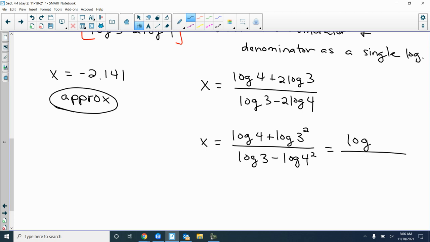Not 3. 3 squared, which is 9. 9 times 4, which is 36. So it's going to be log of 36. I probably could have written another step and made that a 9, but I'm going to leave that. All right, this one's going to come out as a fraction.